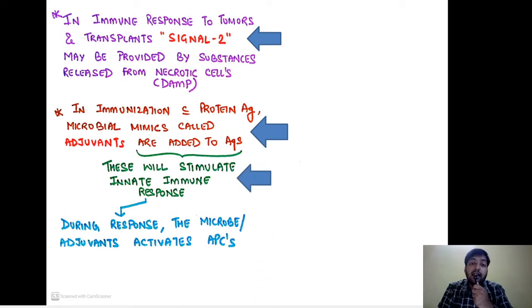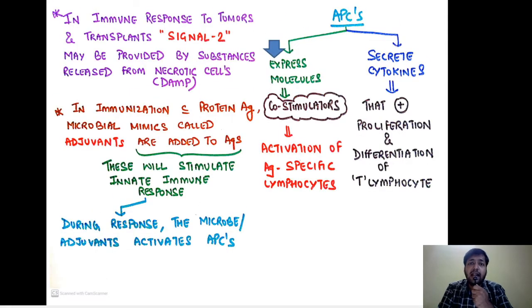The adjuvants are going to stimulate the innate immune response, and during this response the microbes or the adjuvants will activate the antigen presenting cell. And what will this APC do? This antigen presenting cell is going to express molecules on its surface called co-stimulators, and this co-stimulator will cause activation of antigen specific lymphocyte. Also, these antigen presenting cells that are stimulated by the adjuvants will secrete certain cytokines which will stimulate the proliferation and the differentiation of T lymphocyte. Hope you have understood this part.